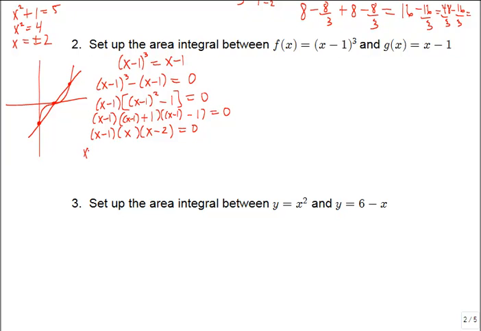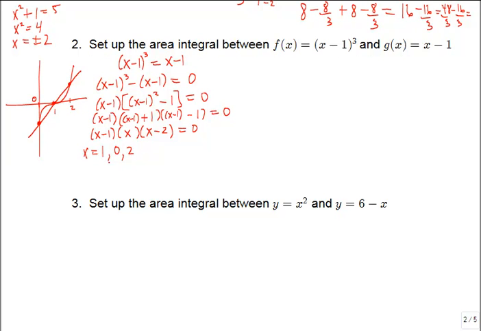So that tells me that my solutions are going to be 1 from this first factor, 0 from the second factor, and 2 from the third factor. So this is at 0, this is at 1, and this is at 2. So again, that was just me being clever, algebraically solving this. If you prefer to use that intersect command, that is fine too. Okay? So now that we have our intersection points, we're ready to set up our integral.